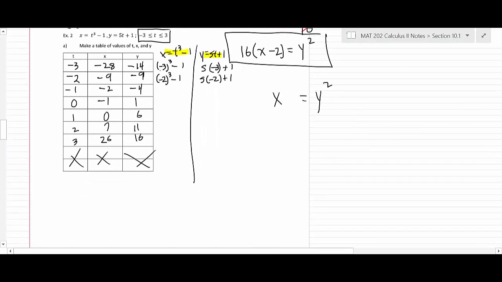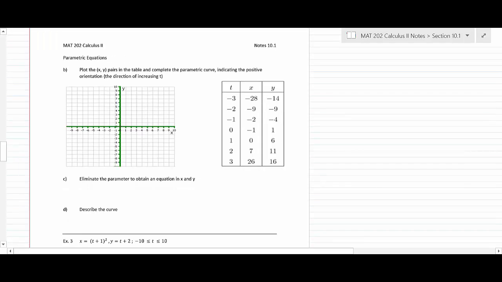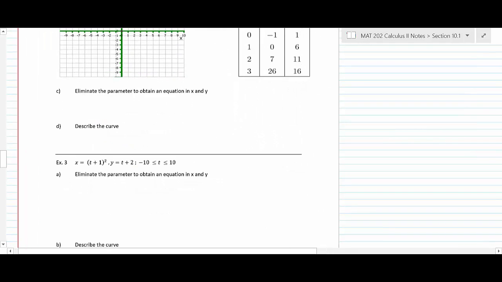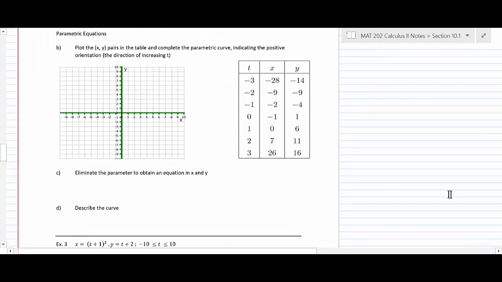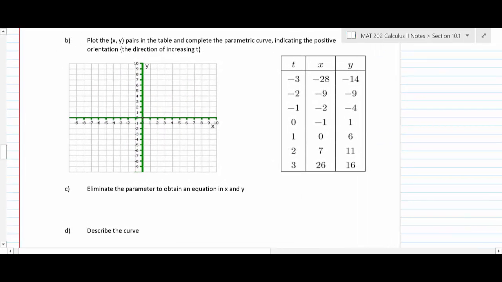Okay, I'm going to go to the next page, and let's go ahead and just plot these points. Now, I think I put this table on your handout? I don't know if I did, but it doesn't matter. You can just go ahead and plot these points. And remember, we have to do these in order, so this would be your first point.